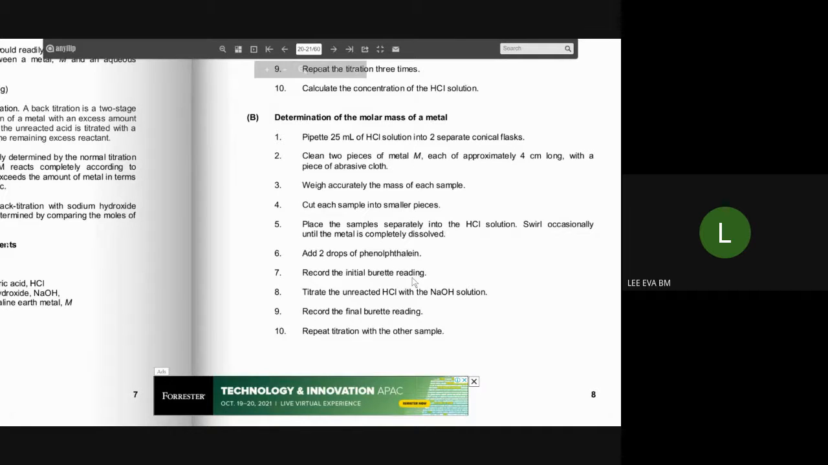Kenapa kita panggil back titration? Sebab kita reactkan satu unknown yang kita tak tahu. Okay, tapi melalui back titration ini, kita boleh kira balik mass ataupun molar mass yang kita nak tentukan untuk unknown metal tersebut. Working backward, that is back titration.